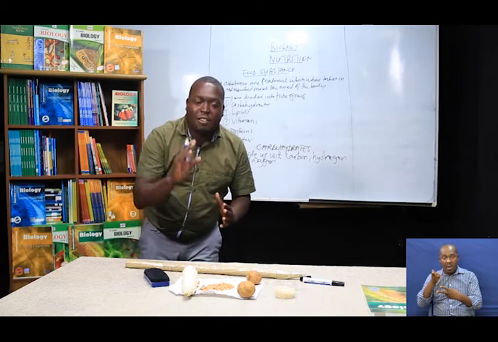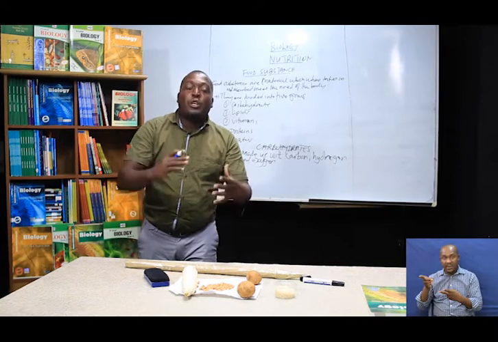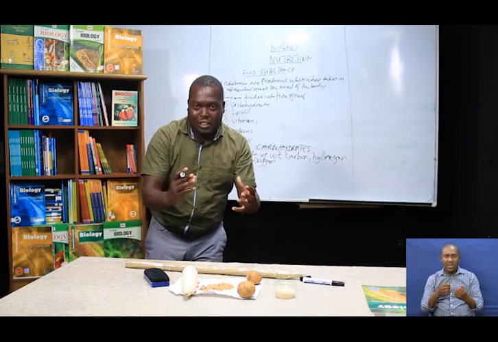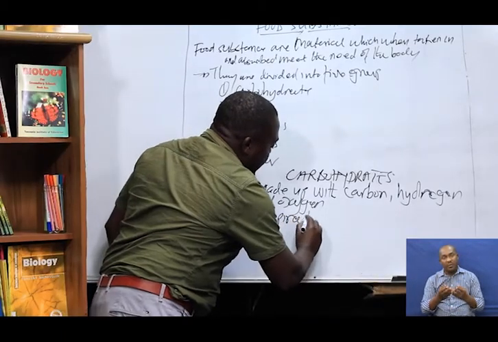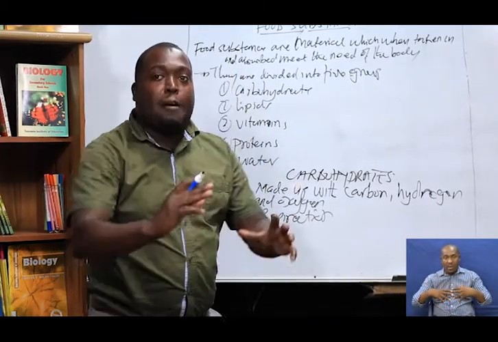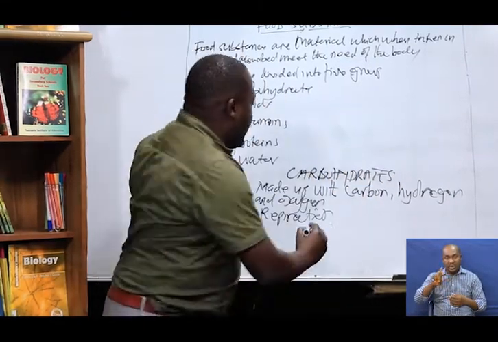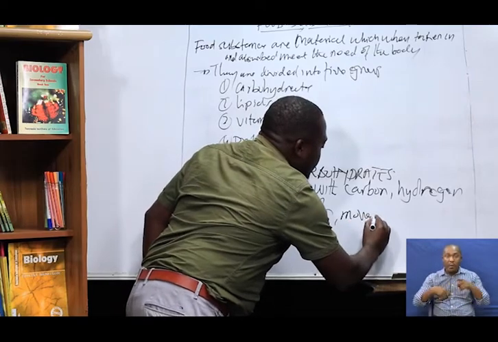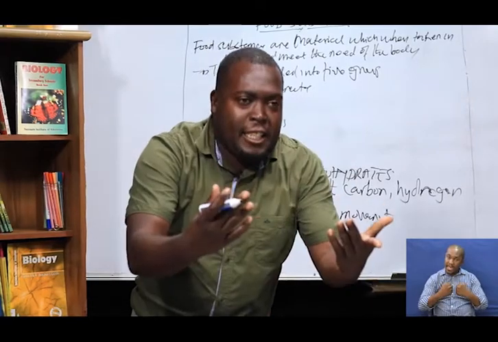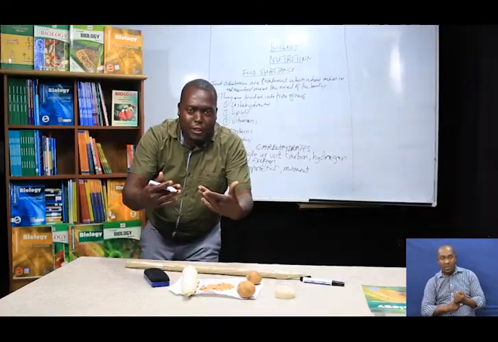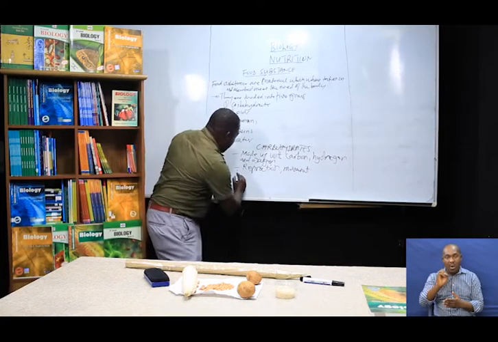Why are they called energy-giving foods? Because they supply energy to the body, which is used in different metabolic activities, such as respiration. Respiration requires energy, and the energy that is used in respiration comes from the food you are eating, especially what? Carbohydrate. Also in movement. Movement requires energy, and the energy required in the process of movement comes from what? Carbohydrate. Now, what are the examples of carbohydrates?